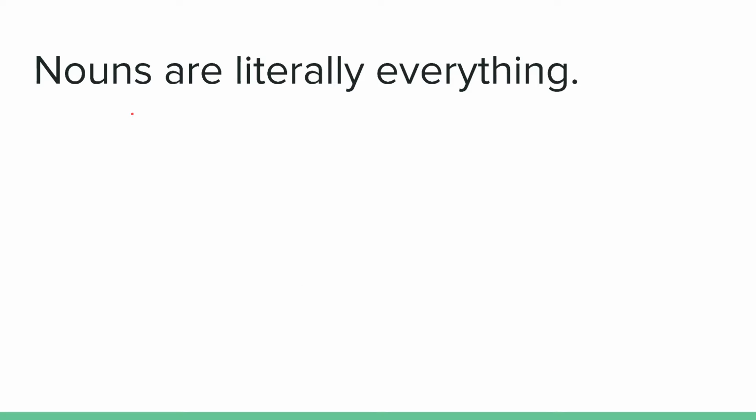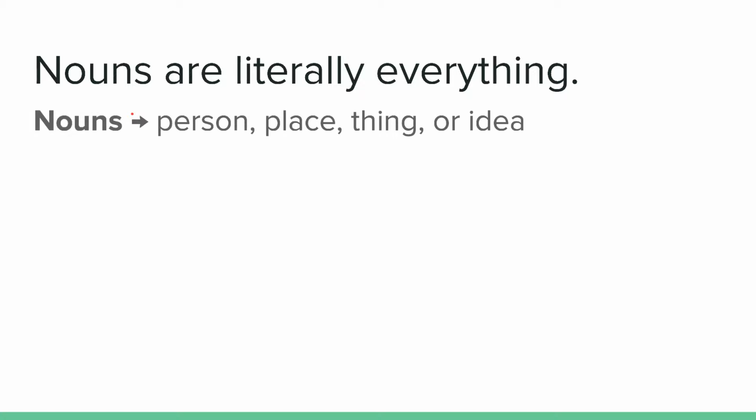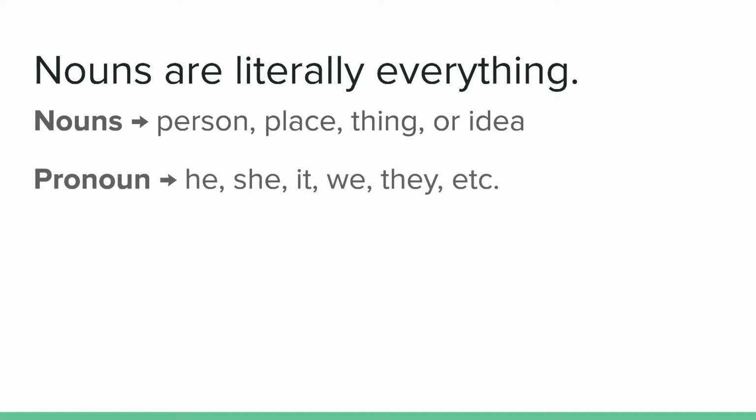Okay, so what are nouns? Nouns are literally everything. A noun is a person, a place, a thing, or an idea. So if it's something you can see, something you can touch, something you can observe or think about in your mind, that's a noun. Everything. This also includes pronouns, which are words like he, she, it, we, they, us, all those words.